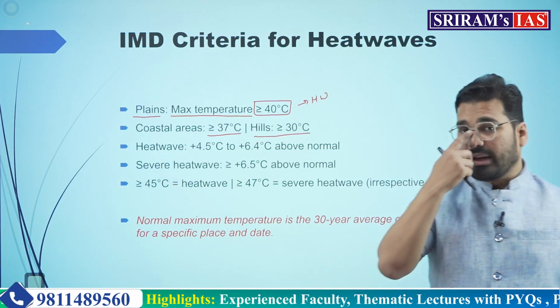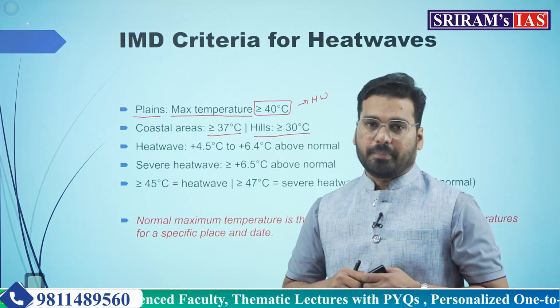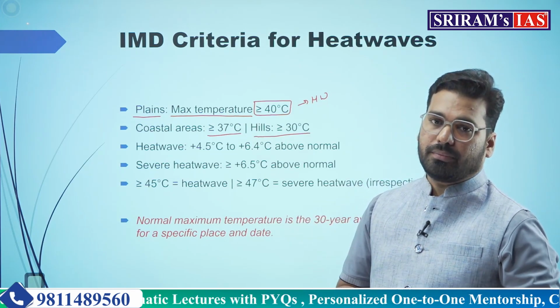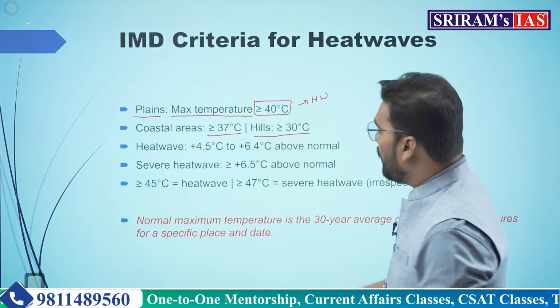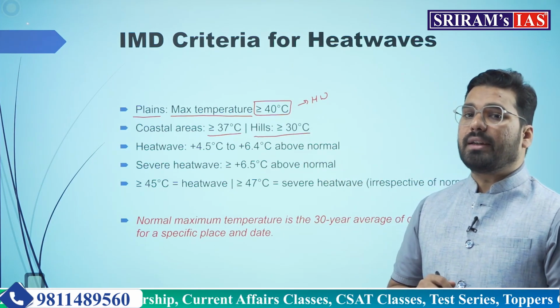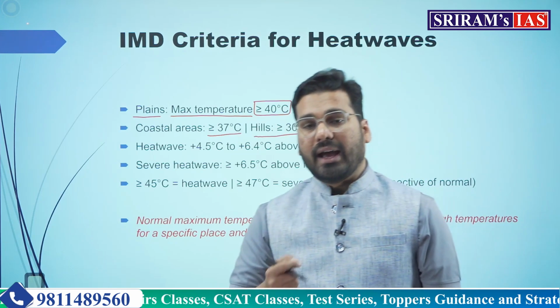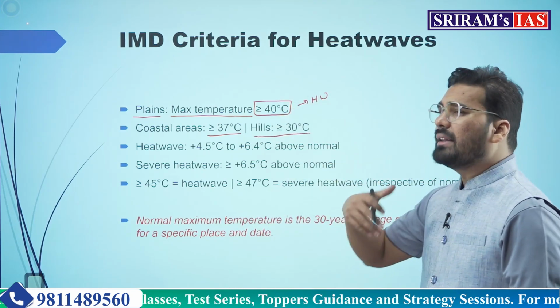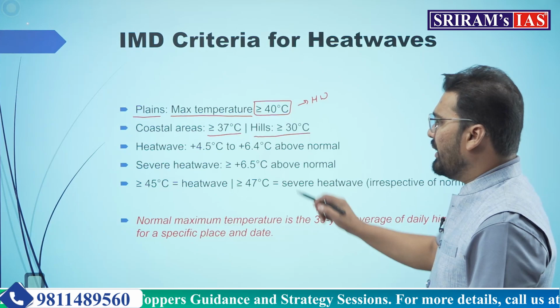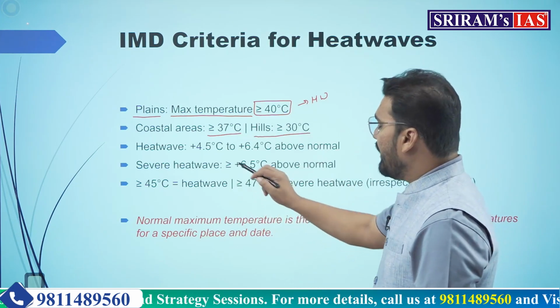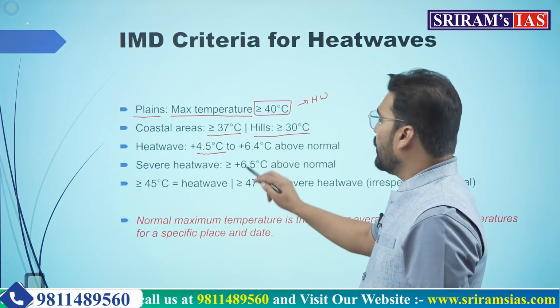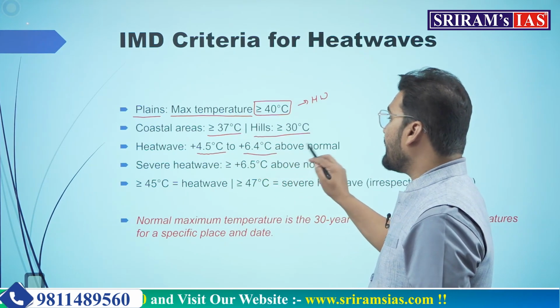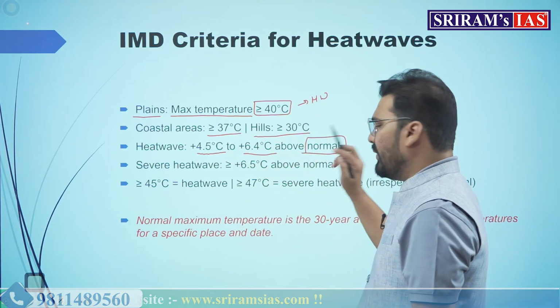Why hills? Because hills are supposed to be cooler because of their altitude and the altitudinal impact and cooling down, that is the normal lapse rate. Now in hills, if it has gone beyond 30 degrees Celsius, then it can be considered a heat wave. The other type of criteria is when a heat wave can be declared if the temperature has gone beyond 4.5 degrees Celsius to 6.4 degrees Celsius above normal. What is this normal? We'll discuss that.